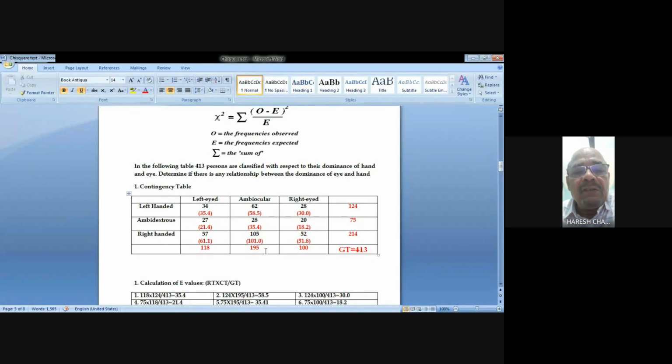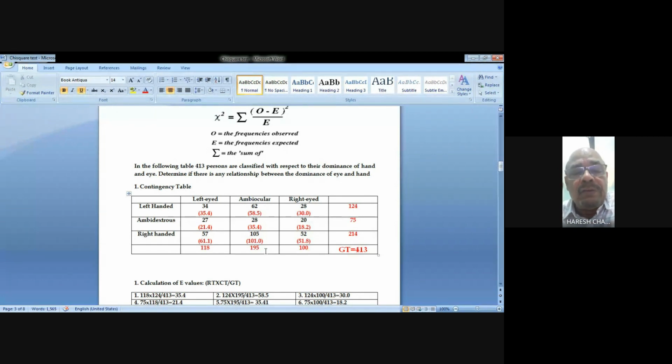Right eye means your right eye is dominant and you can do better in the right eye. Left eye means your left eye is dominant, you can do better things in the left eye. And ambiocular means you are equally dominant in both eyes. Now, similarly also, some people are left-handed, they are dominant with their left hand, they are better with their left hand. Some people are better with their right hand, and there are people who are equally good in both hands.